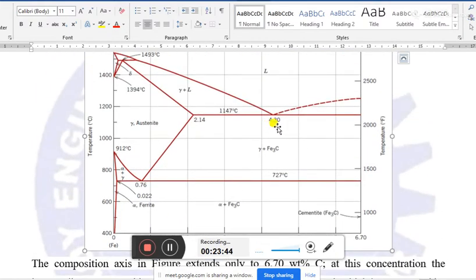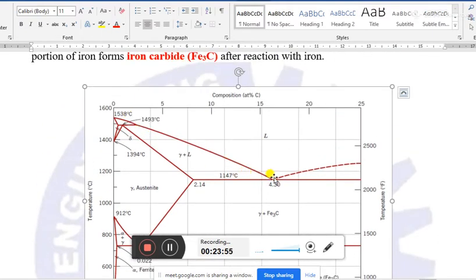And at a weight percentage of carbon of 4.3%, the melting temperature is the lowest, and that is 1147 degrees Celsius.